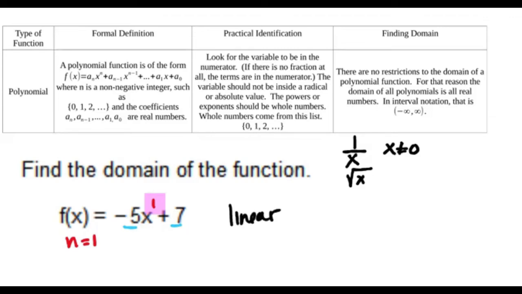Once we recognize that we have a linear function, we can find the domain by understanding that there are no restrictions on functions like this. So the domain of every polynomial function is all real numbers, and we write that in interval notation as negative infinity to infinity. So the domain of this function is negative infinity to infinity, or all real numbers, because the function is a polynomial function, and a polynomial function doesn't have any restrictions.